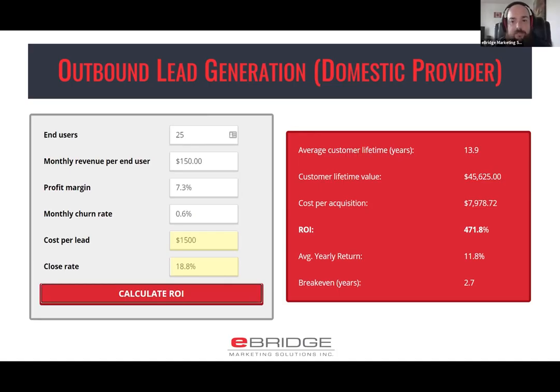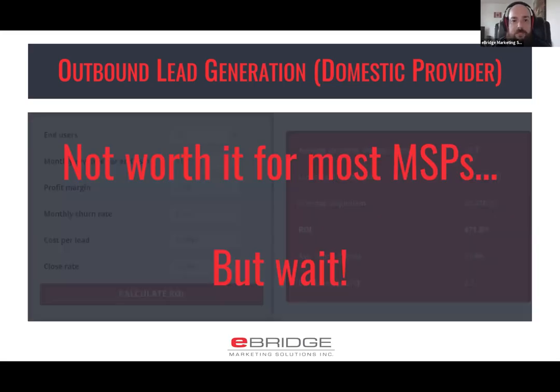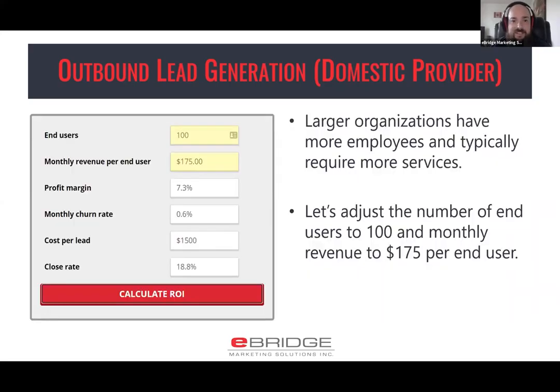So, to me, I can see why this is kind of borderline. It's right below our range where we were thinking it would be acceptable. And sure enough, it seems like the results are just kind of borderline as well. So the conclusion is it's probably not worth it to use a domestic provider to do outbound lead generation for most MSPs, but large organizations have more employees and typically require more services.